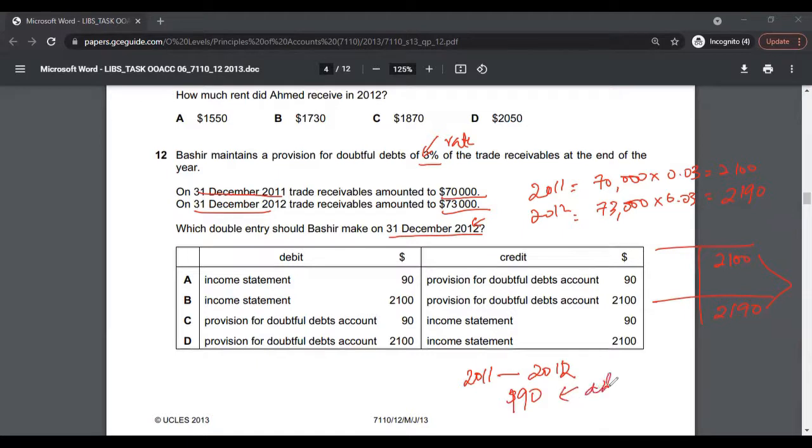The adjusting entry for provision will be based on this changed amount, right? This has increased. Since this is an expense, income statement debit and then credit allowance for doubtful debts by the amount of 90. Therefore, the answer to multiple choice 12 is option A.